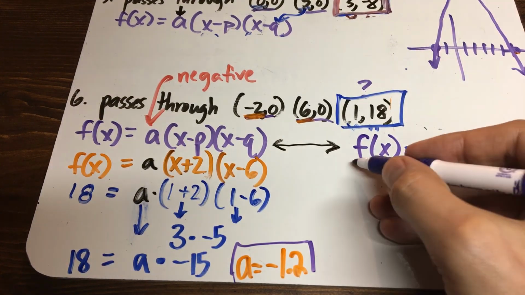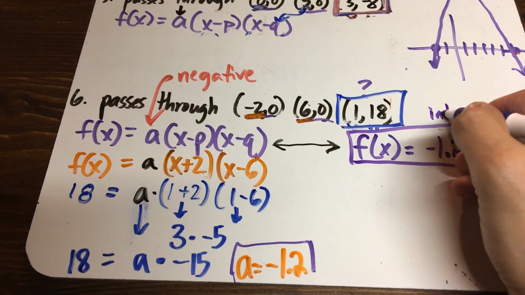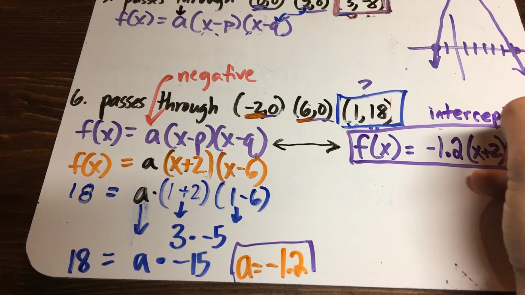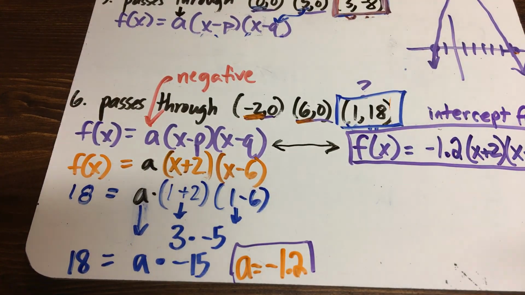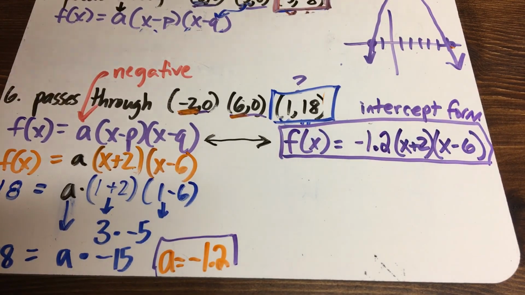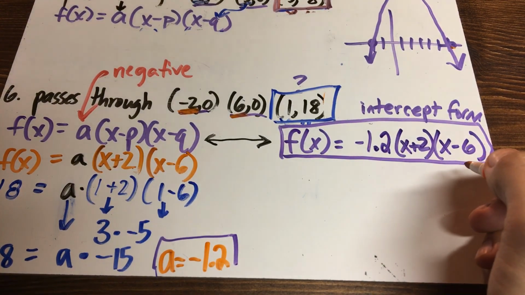Now, if the question said, write your answer in intercept form, I would be done. I would say, boom, done, perfect. If the question says, write it in intercept form, I'm going to celebrate, I got it, boom, perfect answer. But our book wants it in standard form, which is going to be annoying. Standard form. We're going to have to actually work all this out.